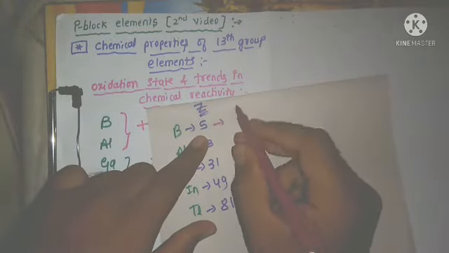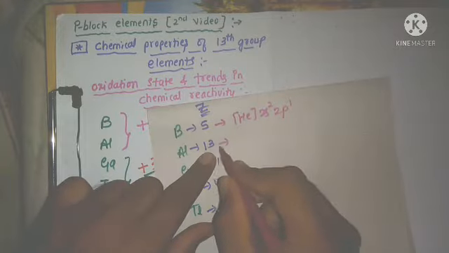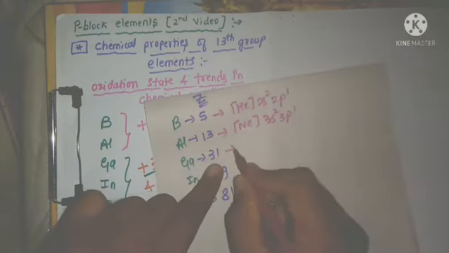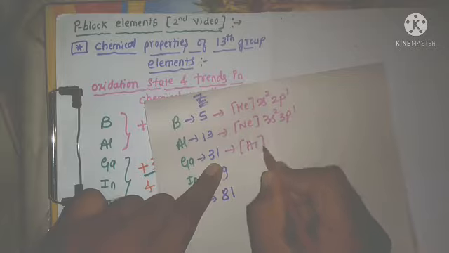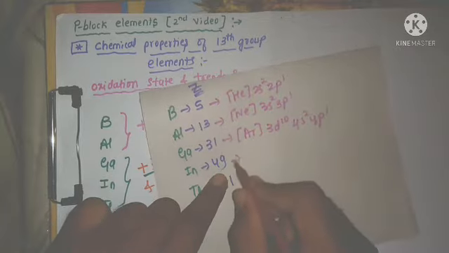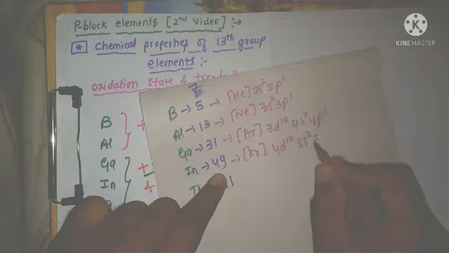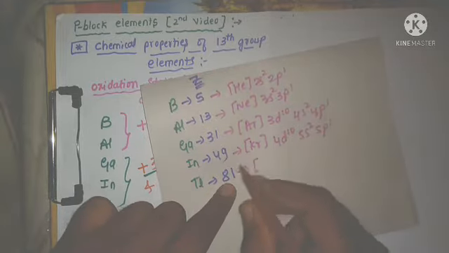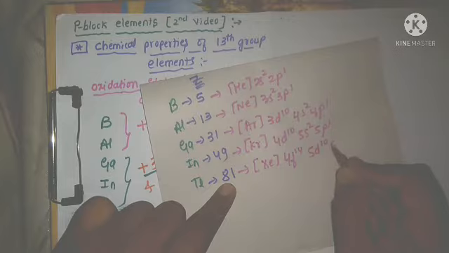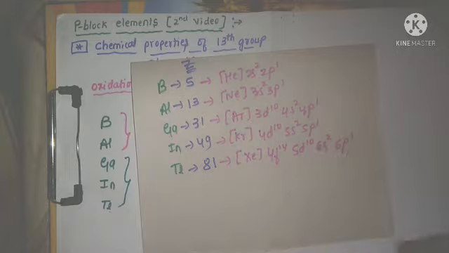The electronic configuration of boron is helium 2s2 2p1. Aluminium is neon 3s2 3p1. Gallium is argon 3d10 4s2 4p1. Indium is krypton 4d10 5s2 5p1. Thallium is xenon 4f14 5d10 6s2 6p1. These are the electronic configurations of the 13th group elements.